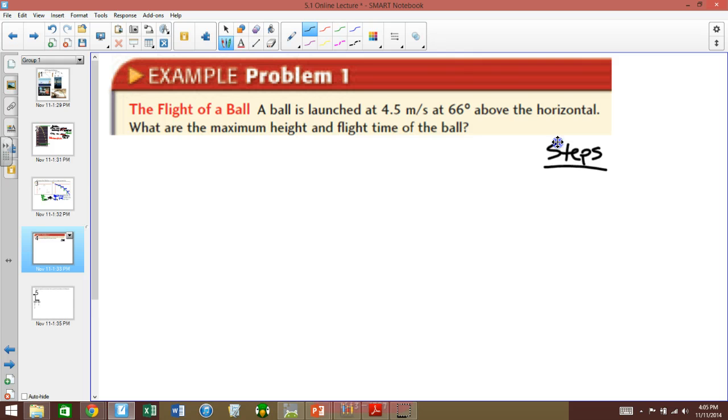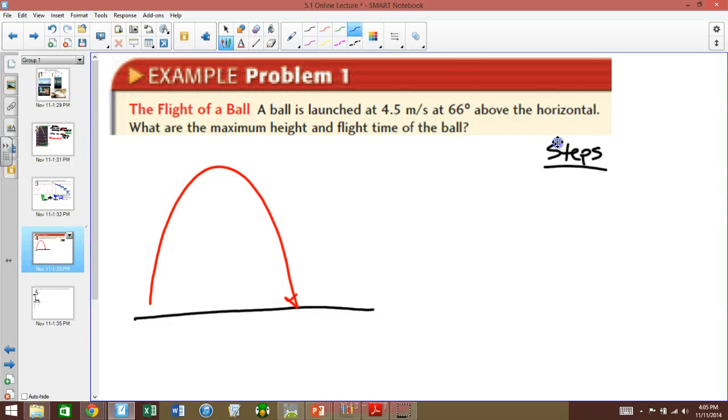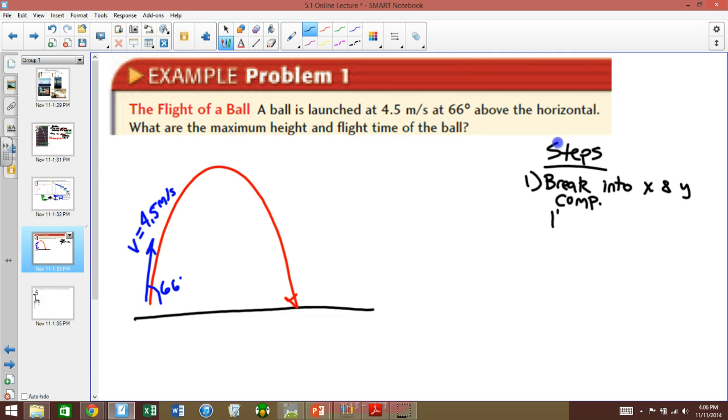So I've got a ball. It's launched at 4.5 meters per second at 66 degrees above the horizontal. So my ball goes like this. I'm initially launching it at 66 degrees above the horizontal with a velocity of 4.5 meters per second. So the first thing I'm going to do is break this down into X and Y components, horizontal and vertical.